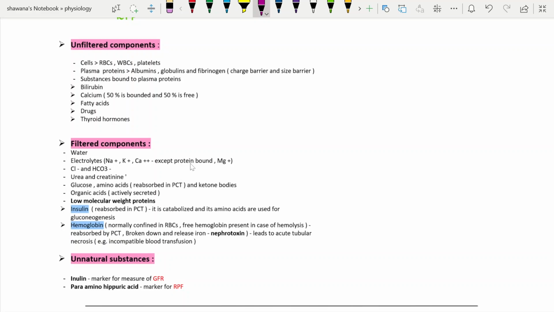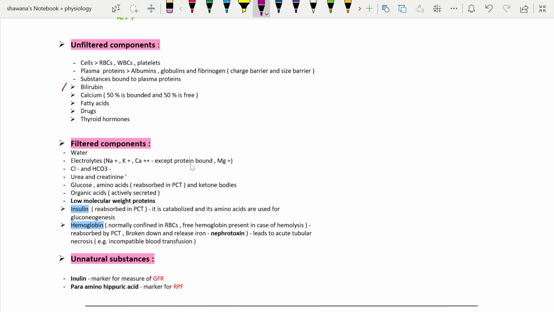The two important things I also need to mention here are unfiltered components and filtered components. Most of you know that cells, the RBCs, WBCs and platelets, do not filter. Plasma proteins which are very large, like albumins, globulins and fibrinogen, are also not filtered. The substances that are bound to plasma proteins, for example, bilirubin, calcium, fatty acids, drugs, and thyroid hormones T3 and T4, are also bound to the plasma proteins.